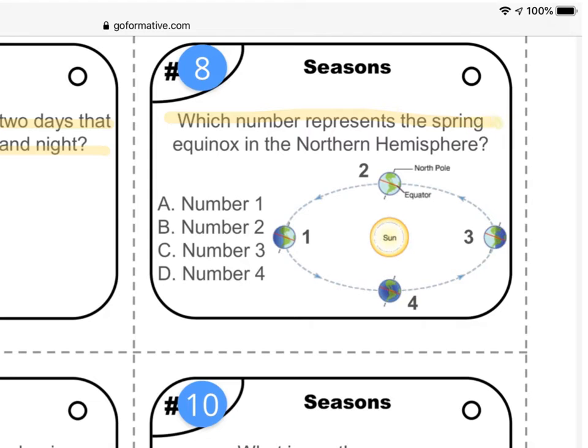Which number represents the spring equinox in the northern hemisphere? Well, this is summer. Our number 1, number 2, number 3, number 4. This is summer, and this is winter. So summer turns into fall, and fall turns into spring. So the answer is number 2, spring.